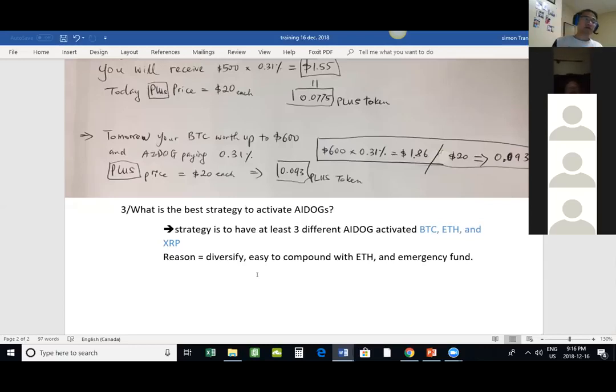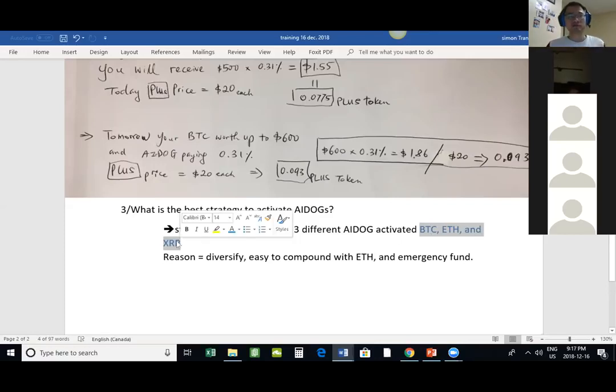But my personal opinion is to use the strategy of holding a minimum of 3 different cryptocurrencies. For me, that would be the best. Okay? So why is that? For this example, in my opinion, I would suggest you hold Bitcoin, Ethereum, and Ripple for right now, given the market situation.